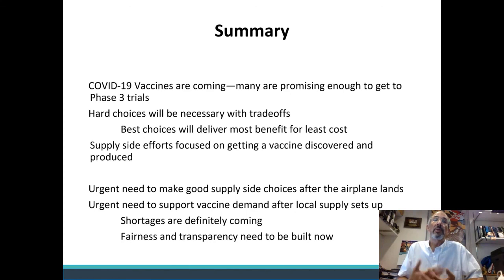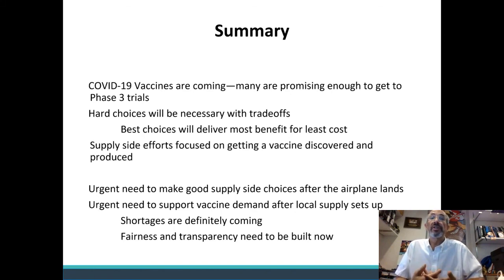There might be people who have a claim on this vaccine that is special, and we have to be open to that. There will be supply-side efforts focusing mostly, and the money right now is mostly on what it should be, which is discovering it and producing it. But the next question is our question and your question. After it's discovered, after it lands at the airport, what do we do after the airplane lands? How do we make good supply choices? How do we support vaccine demand after we have local supply?